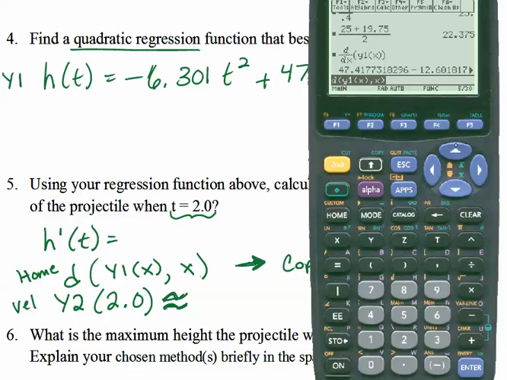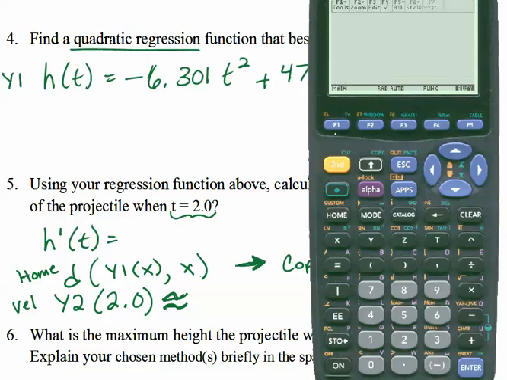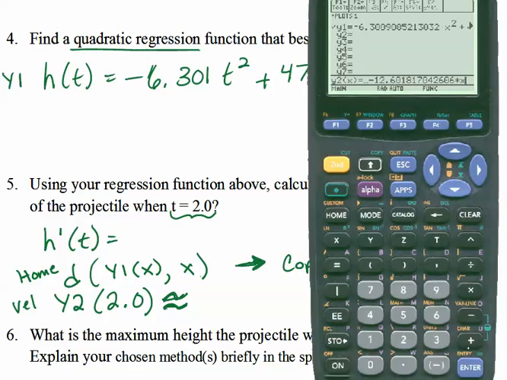Derivative of y1 with respect to x. And then I can arrow up to get that derivative, and I'll do green diamond copy. And then I can go to our Y editor, and in Y2, I can do green diamond paste. And when I hit enter, now I have the velocity function. So y2 is the derivative of y1.